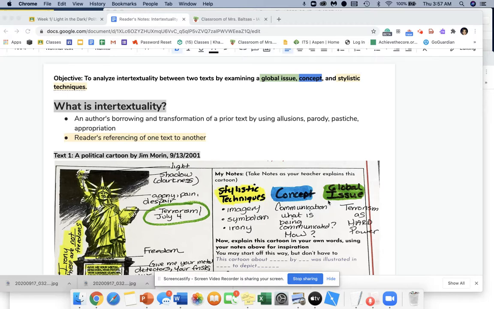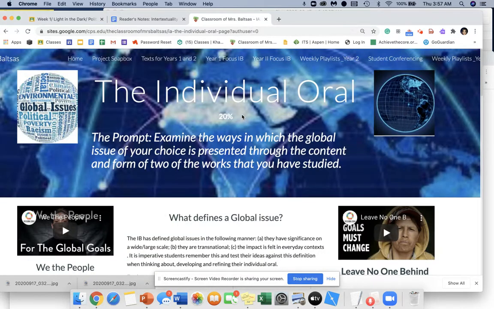All right. So it can either be a writer's borrowing, or it can be how a reader is referencing one text to another. And that, at the end of the day, is what the IB oral commentary, the individual oral, wants you to do. All right. So this is coming from your classroom website.